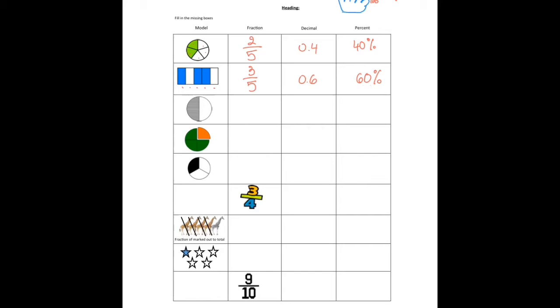Okay, next one. You have a circle shaded, half of that, which means 1/2. And this is easy, right? You know 1/2 is half of 100, 50%. And if you want to find the decimal, move it to the left. So you have 0.5.